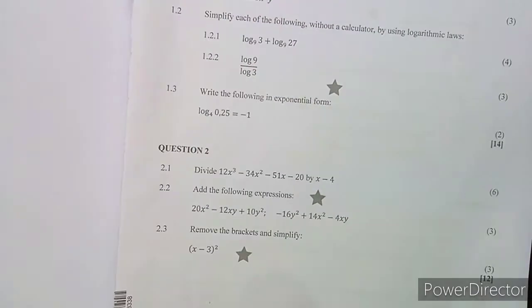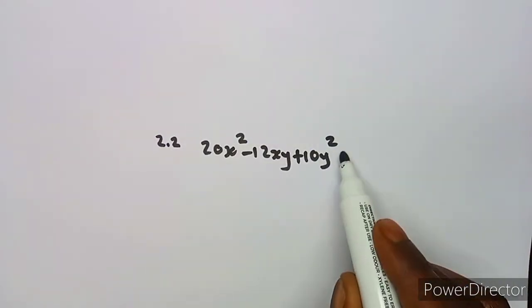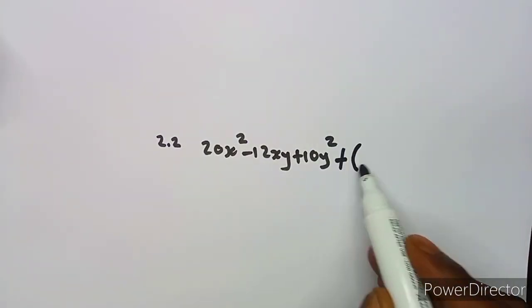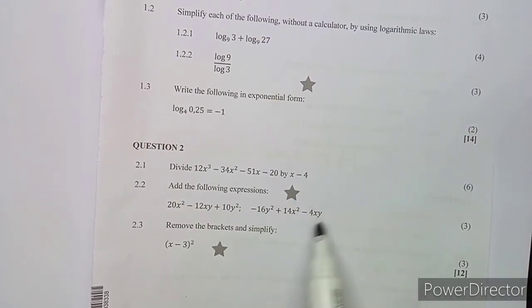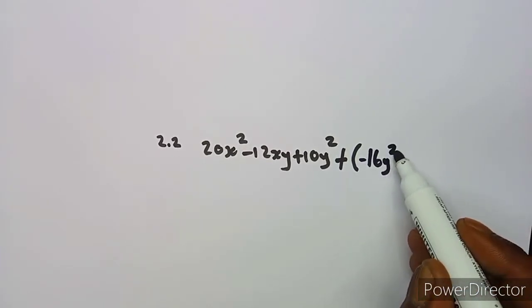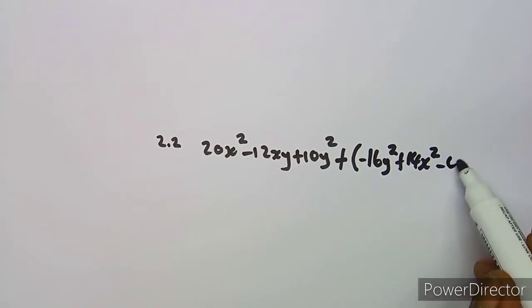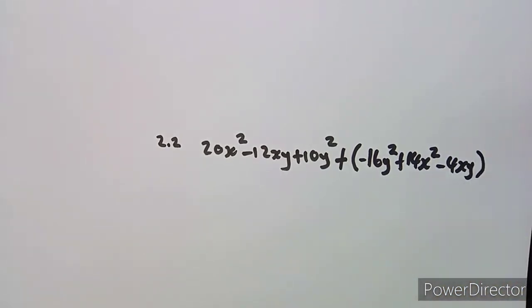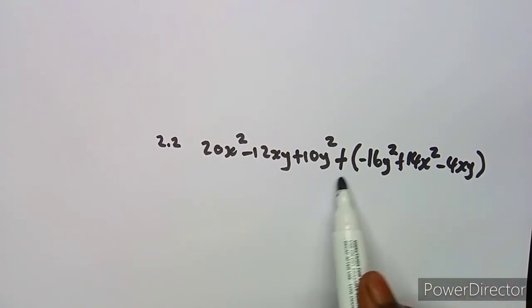Remember, guys, I told you that whenever you are adding, there is no effect. Actually, you're supposed to write it like this: plus, then you open a bracket. This is what you're supposed to do. Then you write the other terms that you are adding there, which is minus 16y squared plus 14x squared minus 4xy, like that. This is what you're supposed to do. But plus does not affect anything, does not change anything.